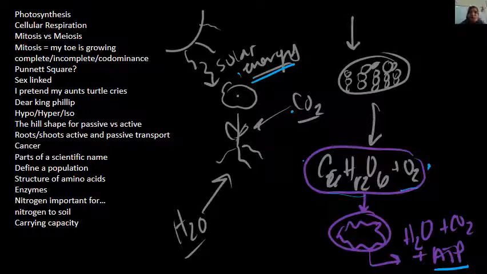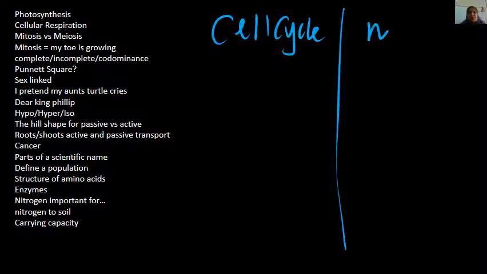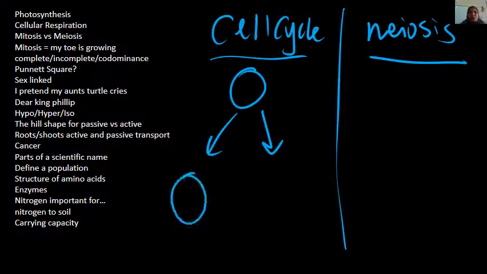Alright, the next topic is going to be mitosis and meiosis, and we're going to cover a couple of things as we go through this. Don't forget that mitosis is part of the cell cycle. Okay, and then we've got meiosis on the other side. So for the cell cycle, when we're looking at it, if this is my original cell, I'm going to get two cells out at the end of the cell cycle.